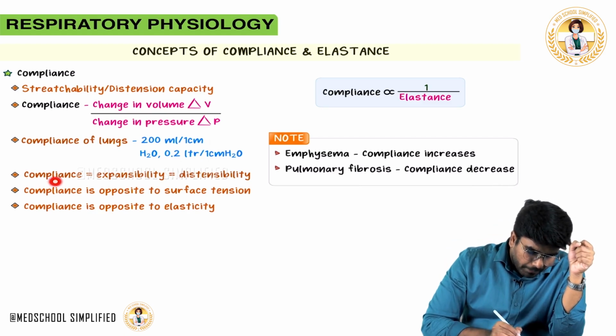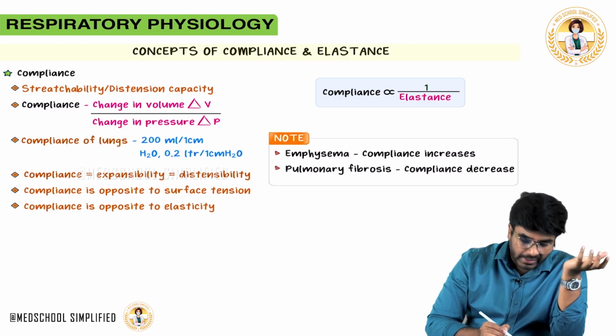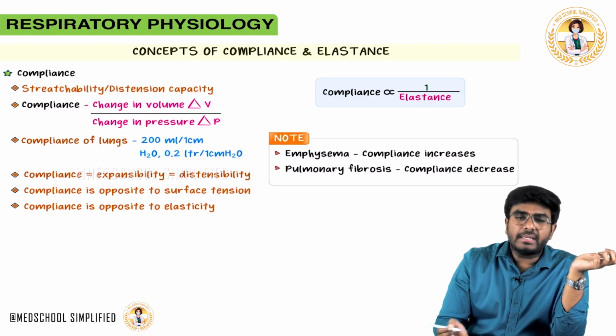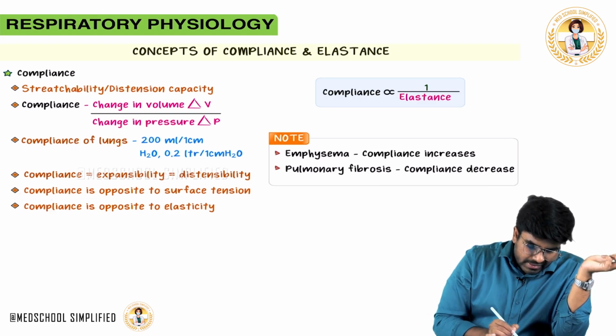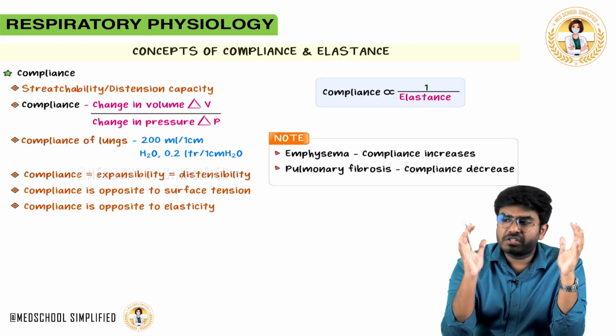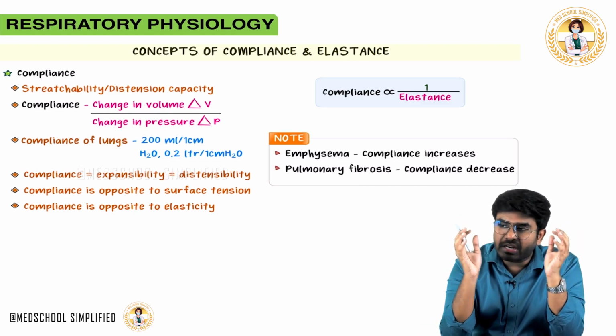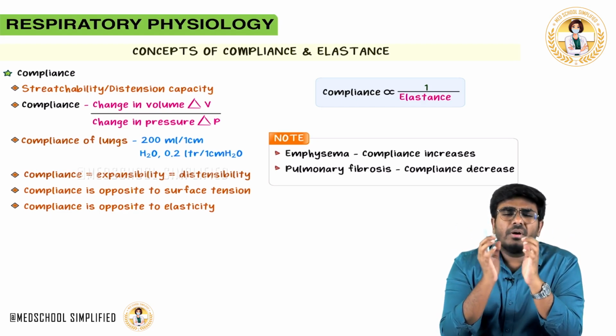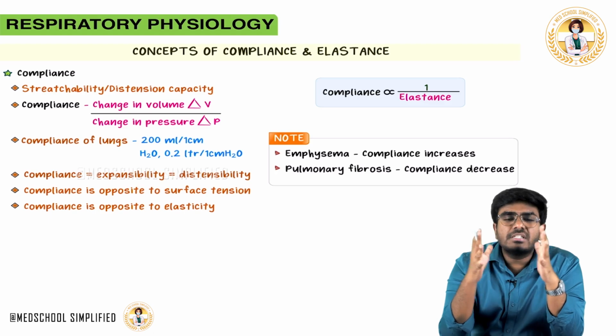Now, compliance is a word which can be used alternatively with expansibility or distensibility. Compliance is exactly opposite to surface tension. Why? Because surface tension is a collapsing force. Surface tension is a recoiling force. Surface tension collapses the lungs. But what is compliance? Compliance is stretchability.